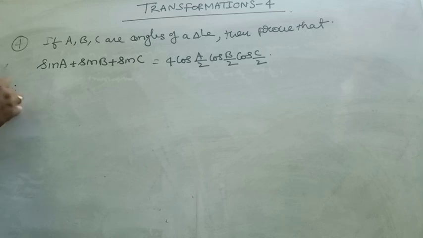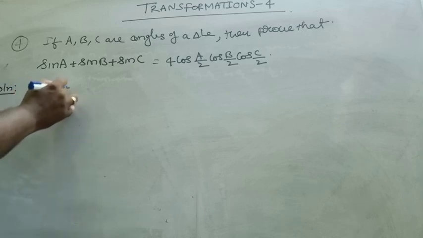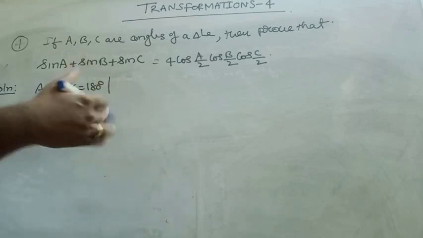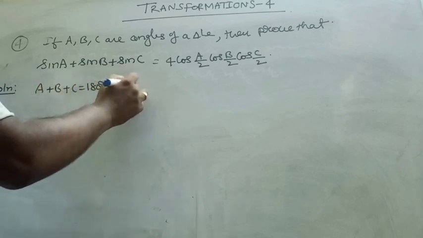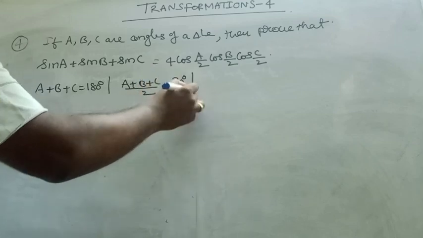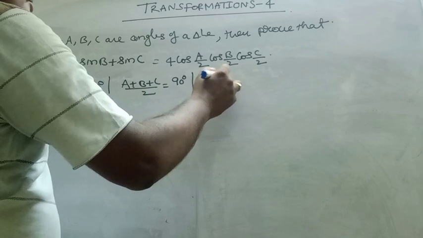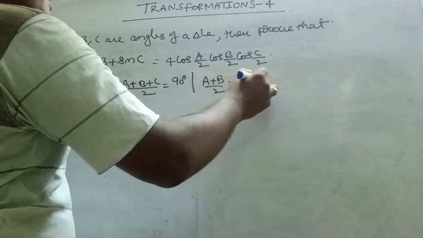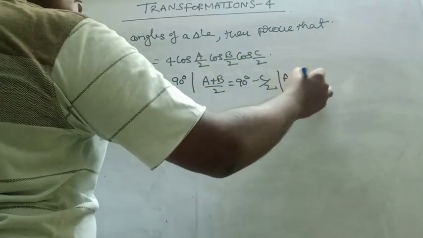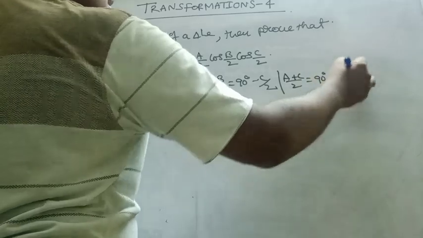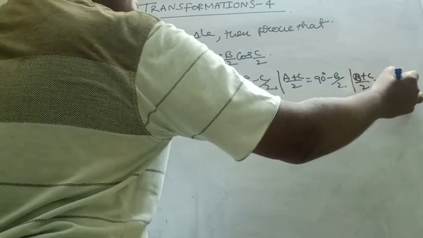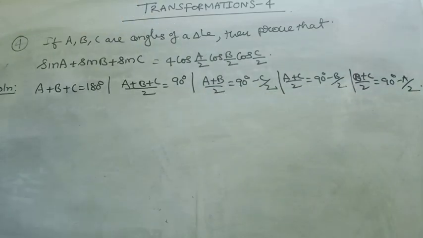How are we going to do this? See, my dear students, we have A plus B plus C equal to 180 degrees. From this, (A plus B plus C) by 2 is equal to 180 degrees by 2, that is 90 degrees. From this, (A plus B) by 2 is equal to 90 degrees minus C by 2. Similarly, (A plus C) by 2 is equal to 90 degrees minus B by 2, and (B plus C) by 2 is equal to 90 degrees minus A by 2.